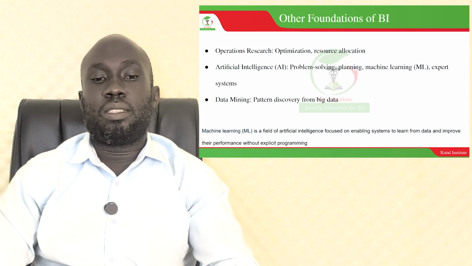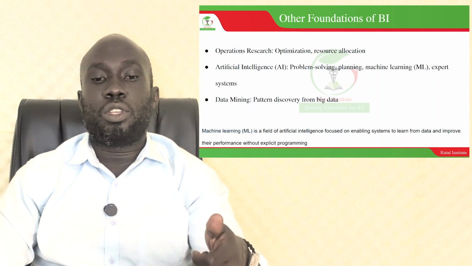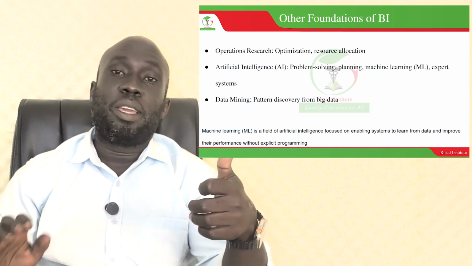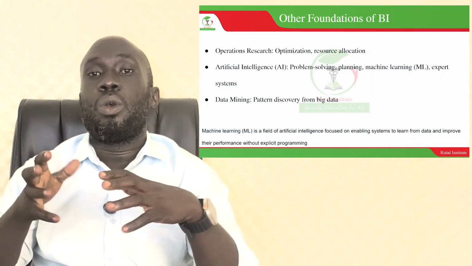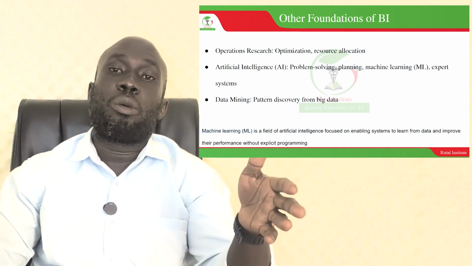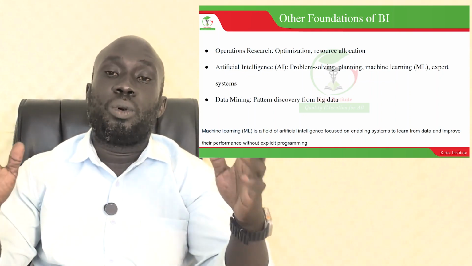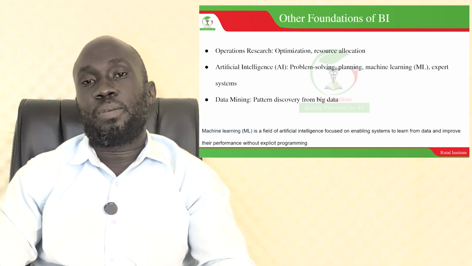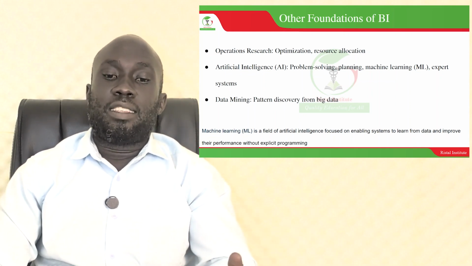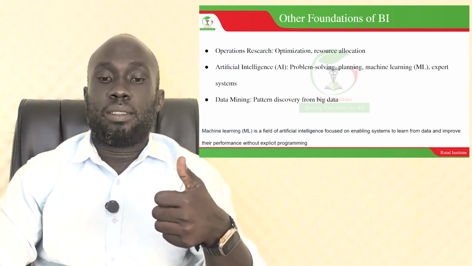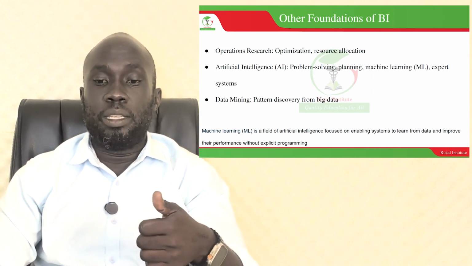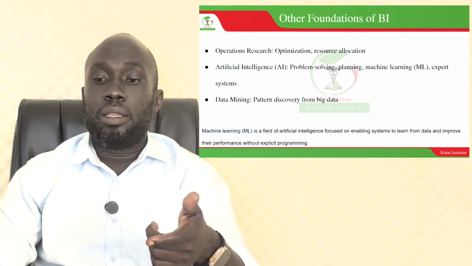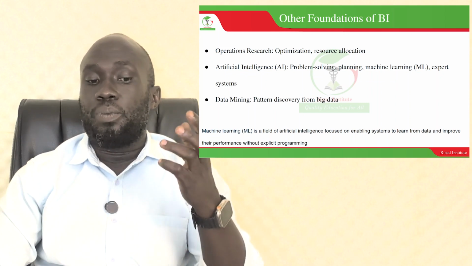Other foundations of business intelligence: operations research, which is optimization, making things better. Then resource allocation: what resources do you need for your business, in which amount, and where and how can you get them? And then artificial intelligence, or AI. Artificial intelligence helps in problem solving. It solves problems efficiently, and it helps in planning, and then there are machine learning and expert systems.